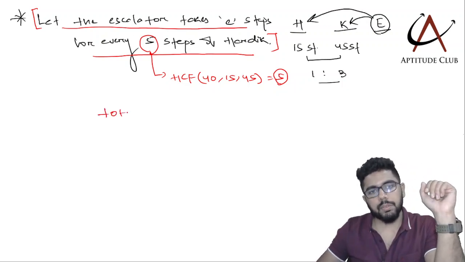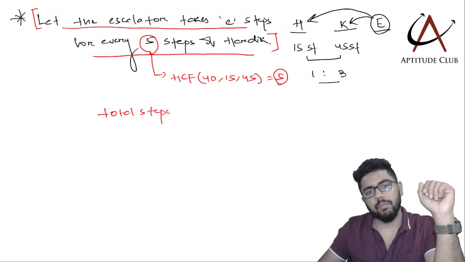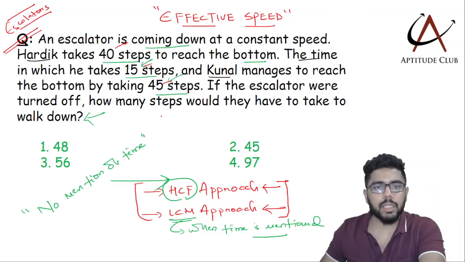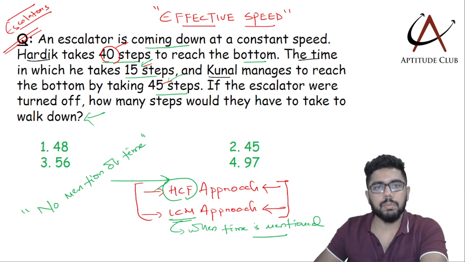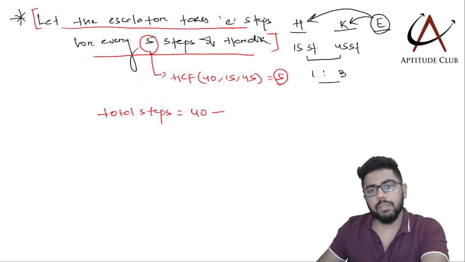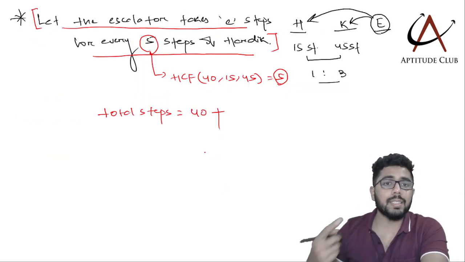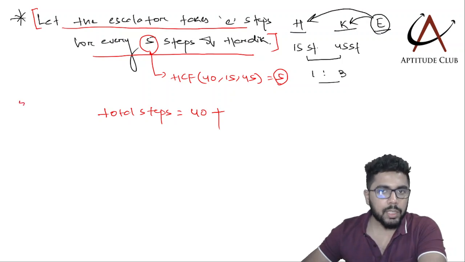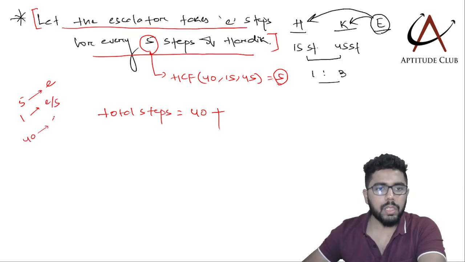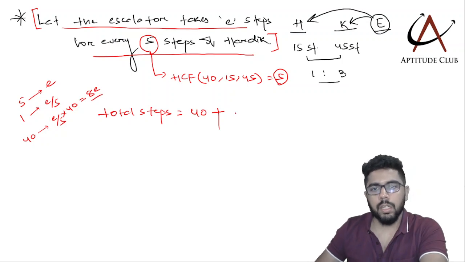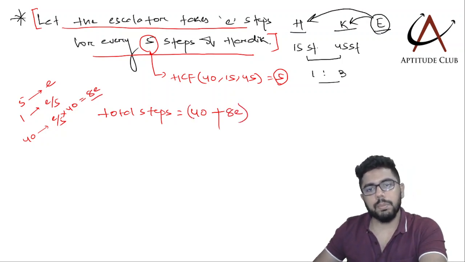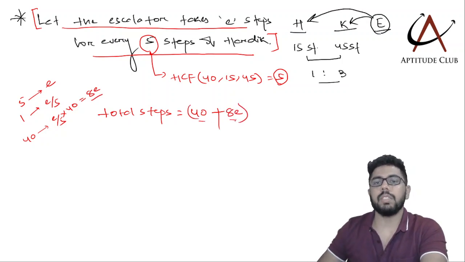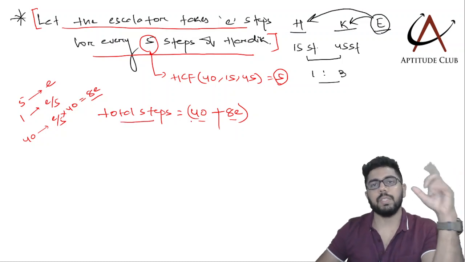So total steps, if I count, how many steps did Hardik take to reach the bottom? Hardik takes 40 steps. So when Hardik takes 40 steps, how many steps will the escalator take? Hardik 5, escalator E. Hardik 1, escalator E by 5. Hardik 40, escalator E by 5 into 40. You get 8E. So the escalator will take 8E steps. Hardik takes 40 steps, and this is the total number of steps present.